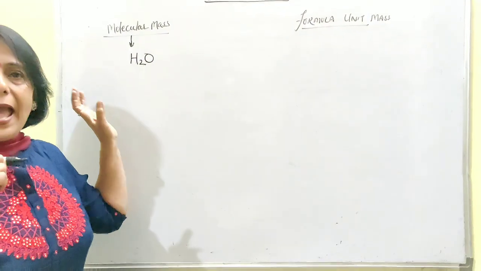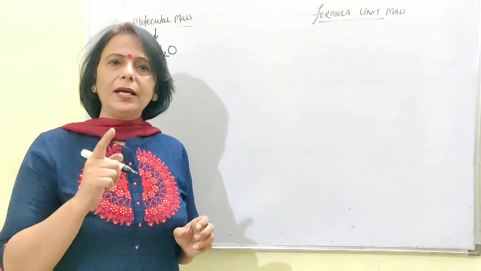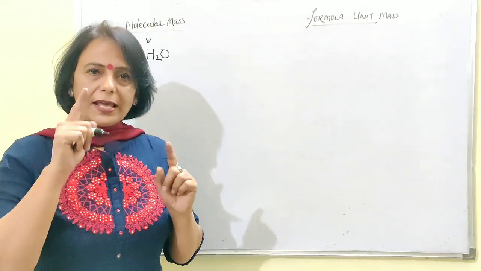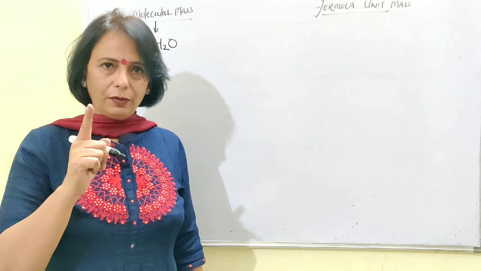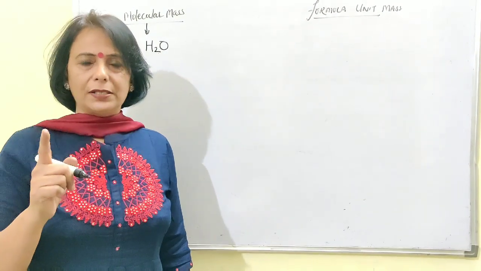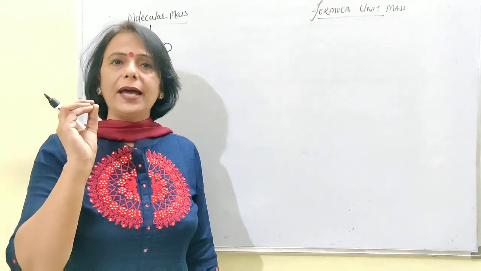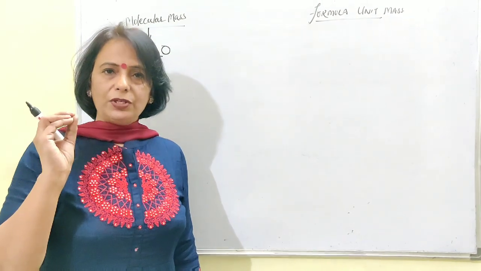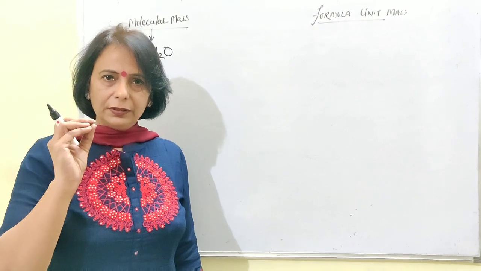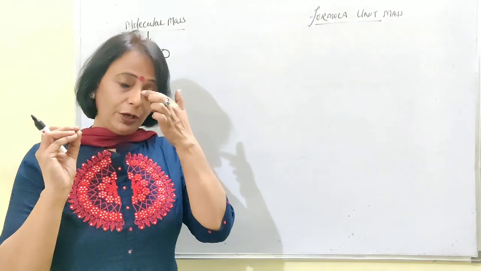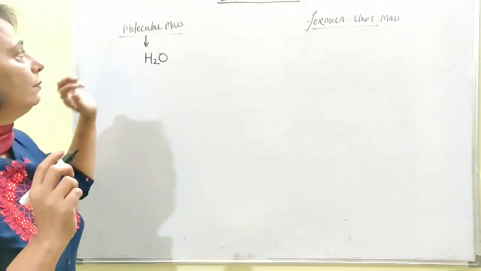That means adding the mass of all the atoms which are present in one molecule of a compound, we get the molecular mass. So molecular mass of the compound is the sum of the atomic masses which are present in that particular molecule. They are going to give us the molecular mass.